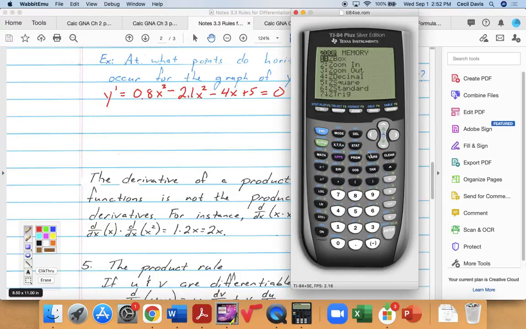So we'll graph this, and I'll do it in a standard viewing window. By the way, going back to a little bit of algebra, what's the most number of zeros that this could have? 3, because this is a cubic function. What is the least number of zeros that it can have? 1. It's got to have at least 1.